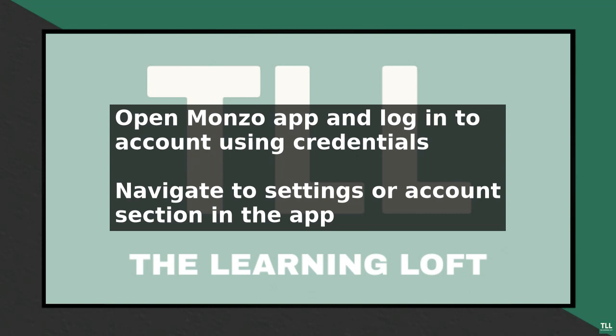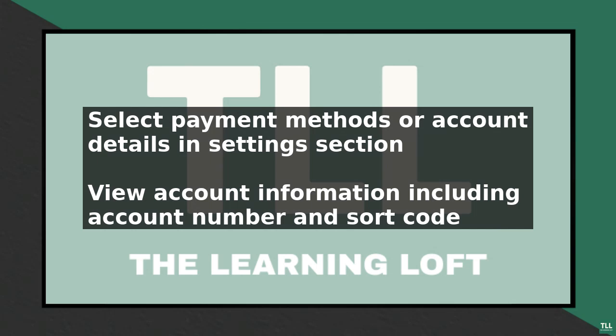In the Settings section, look for the option that says Payment Methods or Account Details, and select it. This will take you to a page where you can view your account information, including your account number and sort code. Scroll down to the section that says QR code or Payment QR code, and select the option to generate or view your QR code.